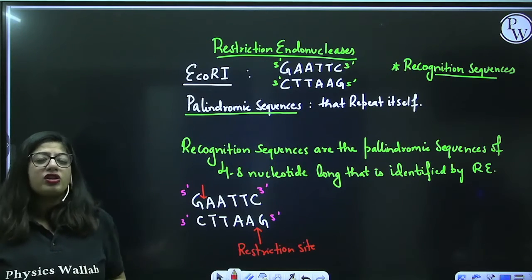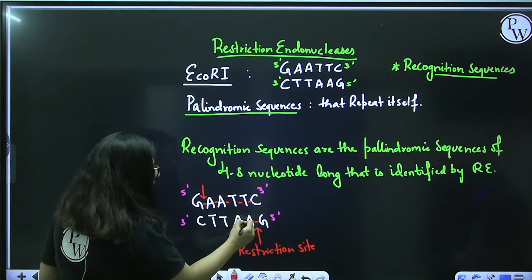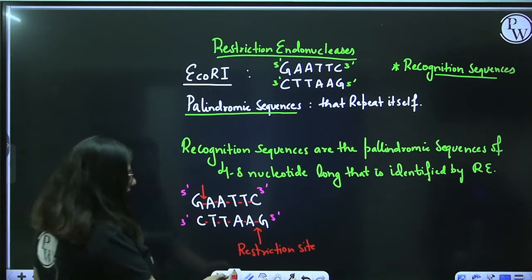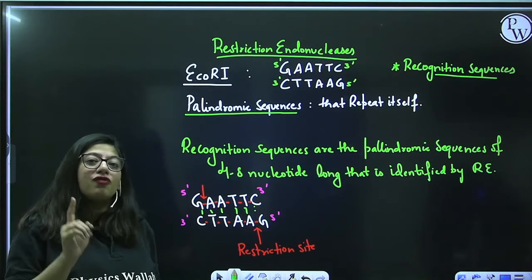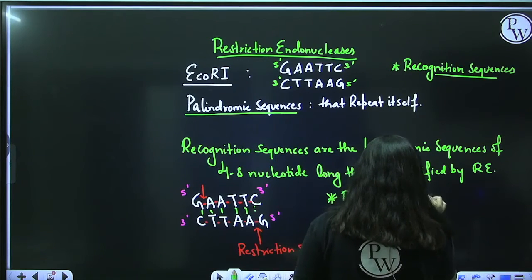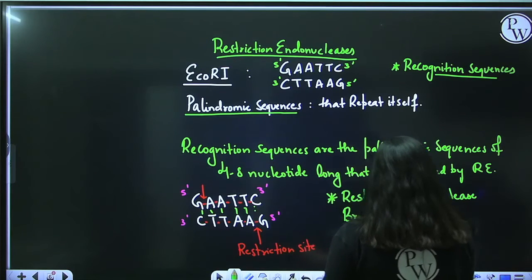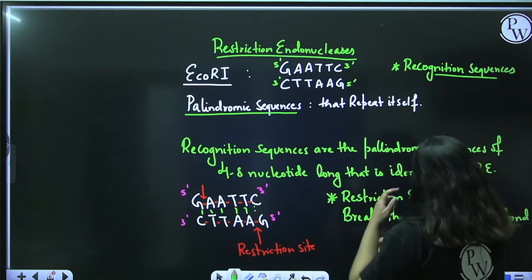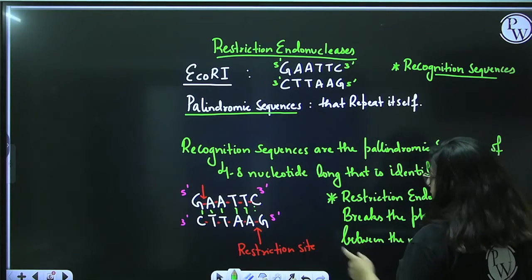And when it makes a cut, which bonds will be broken? It will always break the bonds between the nucleotides. And what is the bond between the nucleotides? This bond, the red one which I have drawn, is a phosphodiester bond. Whereas this bond is a hydrogen bond. So restriction endonucleases always cleave the phosphodiester bond. Remember this: restriction endonuclease breaks the phosphodiester bond between the nucleotides. And this is how both the strands will then get separated.